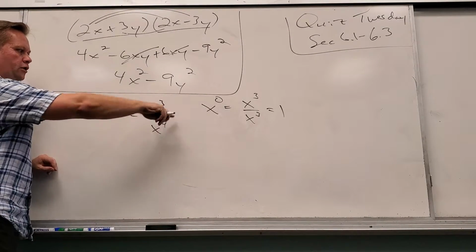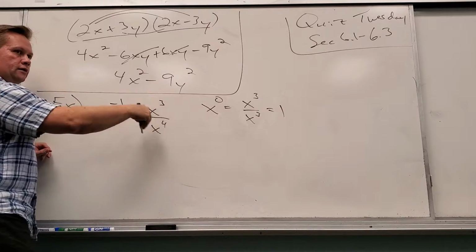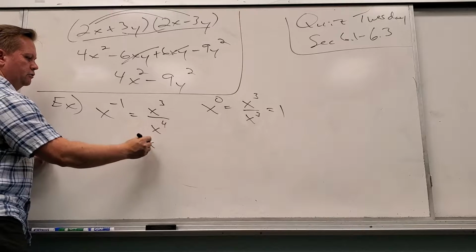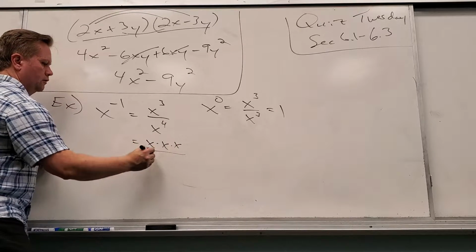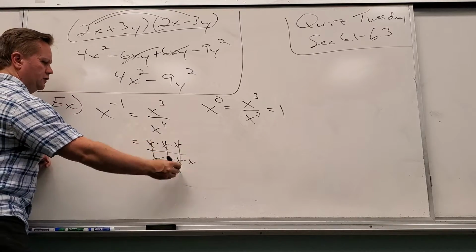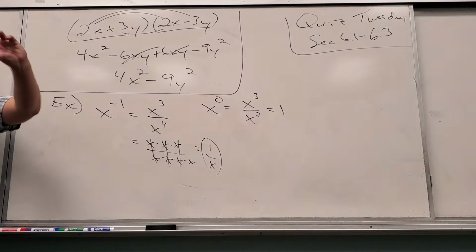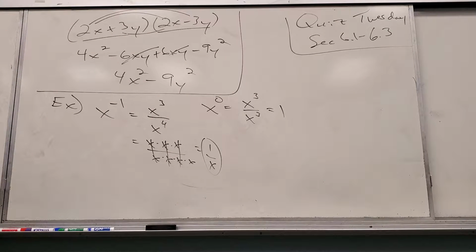Now, we know this is true. Is there another way to look at this? Yes. There are 3 x's on top, 4 x's on the bottom. How many cancel? 3. How many are left? 1. Where? So you guys had said it becomes 1 over x. You're correct. And really, that's partially why.